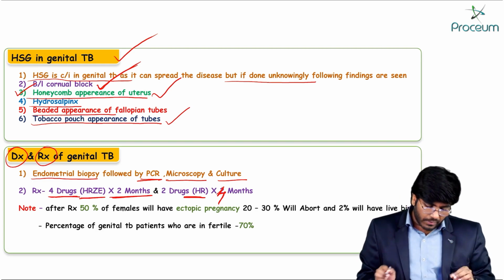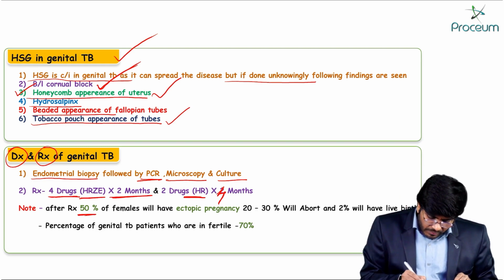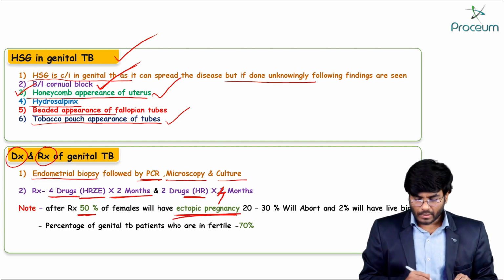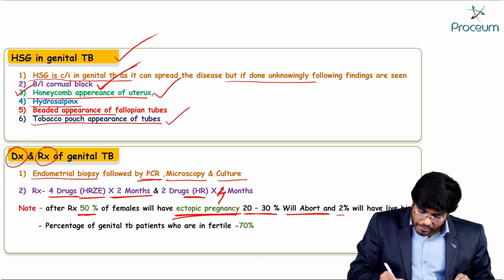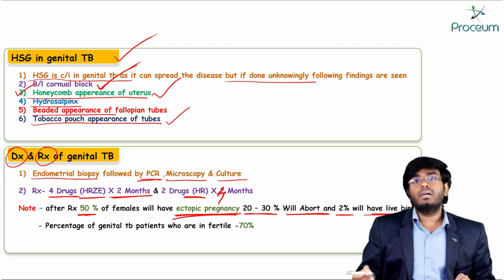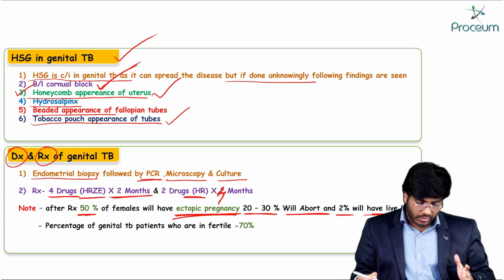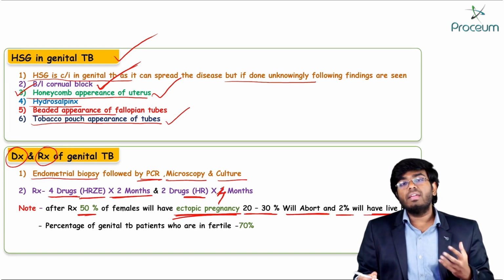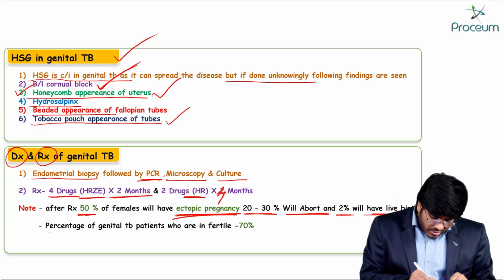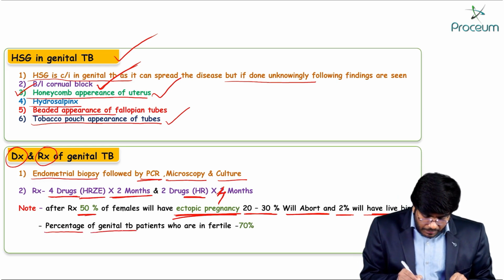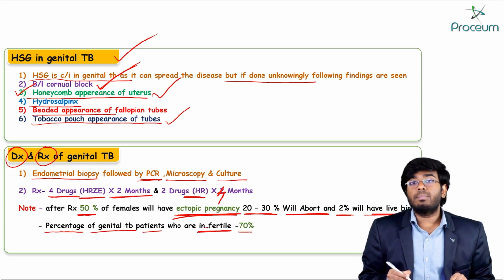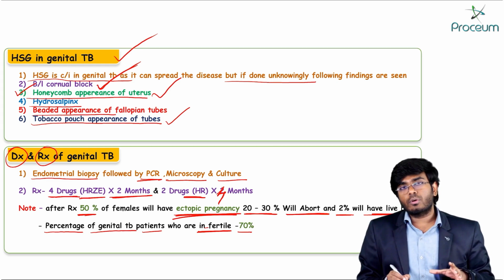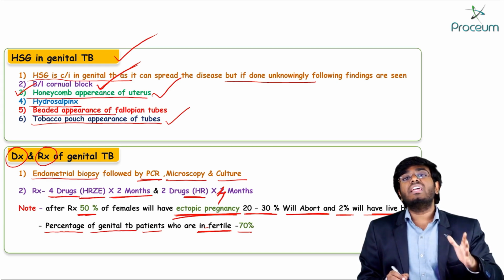Guys, important point, remember, even after treatment, 50% of the females will have ectopic pregnancy. 20 to 30% of them will abort, and only 2% will have a live birth. See how bad this condition is. 50% of them have ectopic pregnancy. And if they ask you the percentage of genital TB patients who are infertile, it is 70%. So never ever get genital tuberculosis, because it can make you sterile.